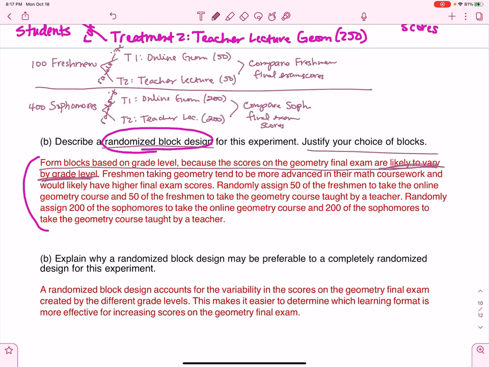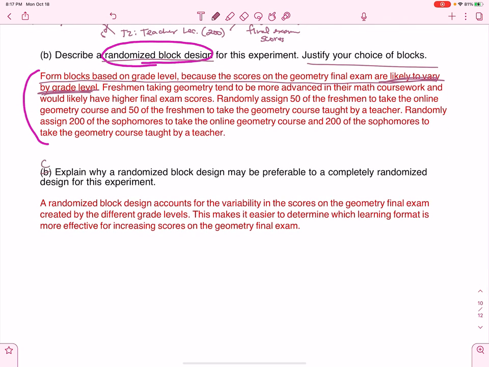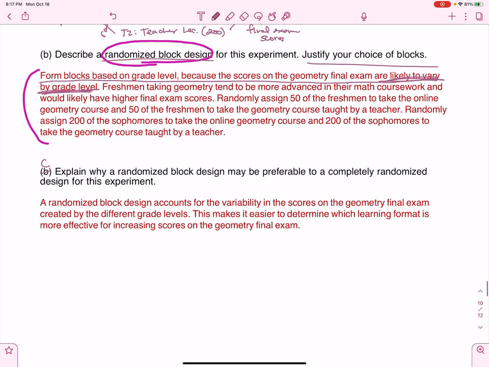All right, so this should be part C. Explain why a randomized block design may be preferable to a completely randomized design for this experiment. Well, I've just been talking about that. If you look at this, your randomized block design will account for variability in the scores on the geometry final exam that may be created by different grade levels. So that is why we would want to perhaps block. Maybe that would be preferable to a completely randomized experiment.